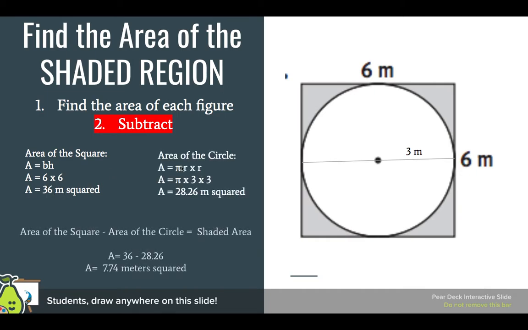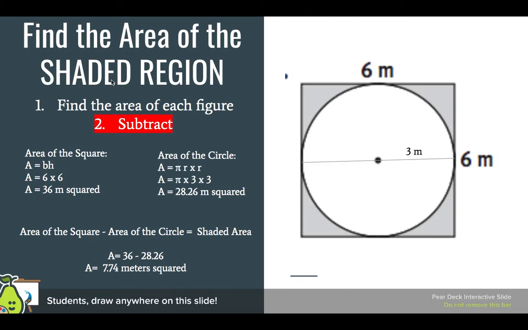Secondly, we took the area of the circle. The area of the circle is pi times radius times radius, and in this case, my radius is 3. So 3 times 3 times pi gives me 28.26 meters squared.